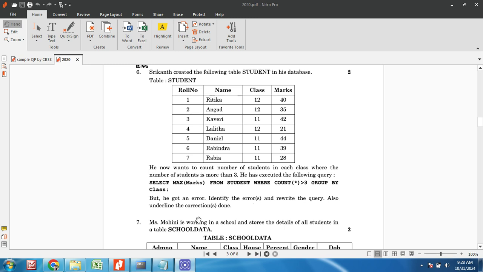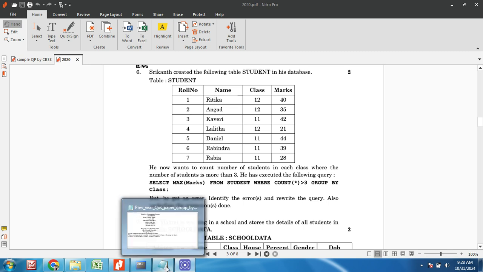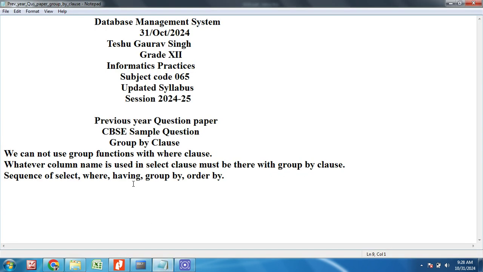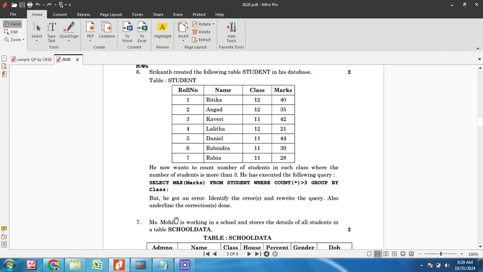Okay, if we look at the rule of group by clause, simply we discuss here that we cannot use group functions in where clause. Very simple rule. Our first rule: we cannot use group functions in where clause. But look at the question.